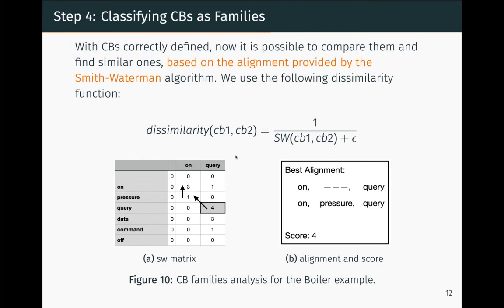For the boiler system on this figure, we're showing the two and only two detected common behaviors for the system: on query on top, and on pressure query data comment off going down on the left. The best alignment for these two common behaviors is this one, on gap query, on pressure query. This shows the user who has the domain expertise that these are not actually similar, because the second common behavior has a pressure where the first common behavior does not, and the lack of this pressure message is the cause of that common behavior. So these two are separate families of common behaviors.